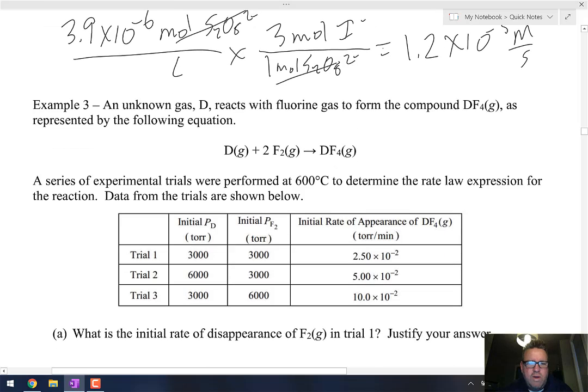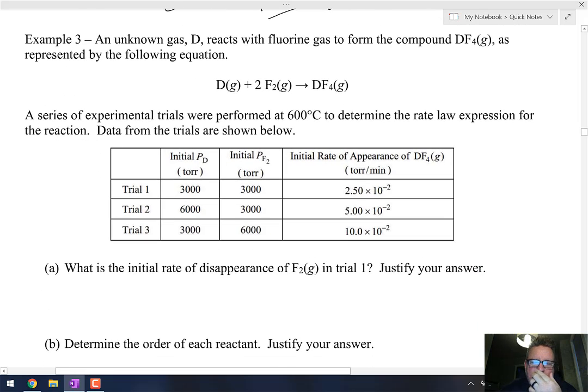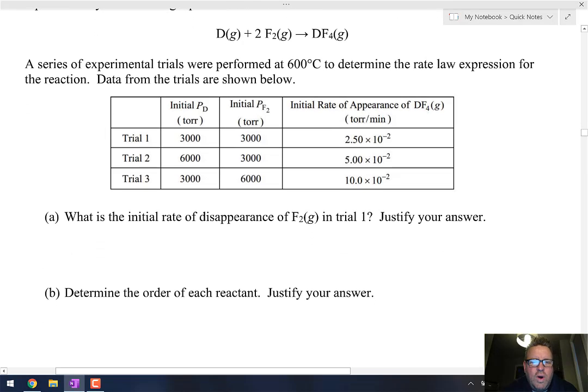All right, let's look at one more example. An unknown gas D reacts with fluorine gas to form the compound DF4 as represented by the following equation. A series of experimental trials were performed at 600 degrees to determine the rate law expression for the reaction. Data from the trials are shown below. What is the initial rate of disappearance of F2 in trial 1? Justify your answer. Right away, they're telling you the rate of appearance of DF4 is, again, at 3 different trials. So we're talking about trial 1.